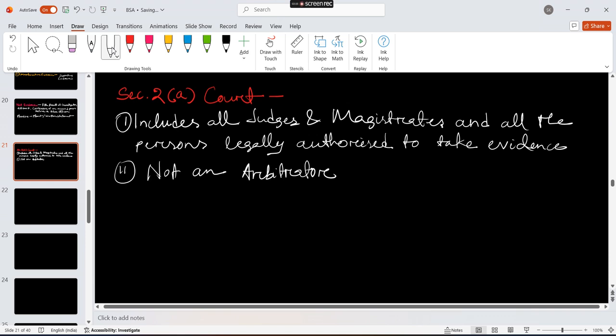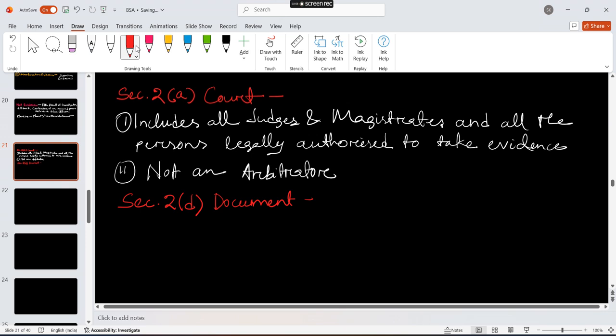Okay. And then the next important definition is document. Not that we don't need to discuss each and every definition, but it is important because documentary evidence plays a very vital role in suits, proceedings and cases. So Section 2(d) of the BSA talks about document. Remember D for document, like E for evidence.